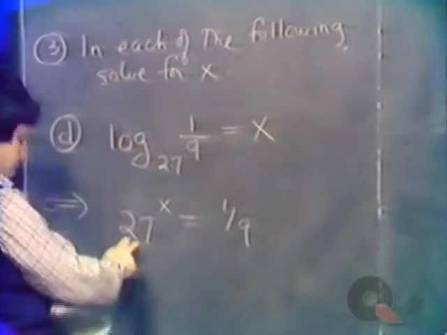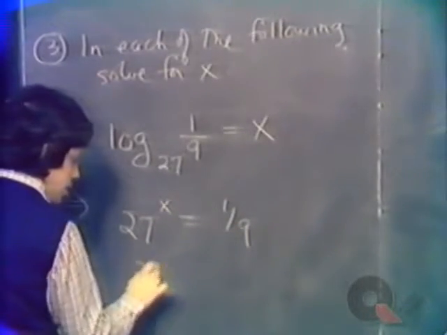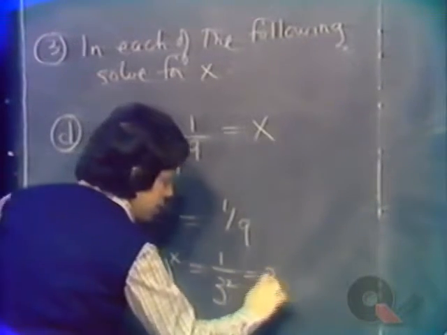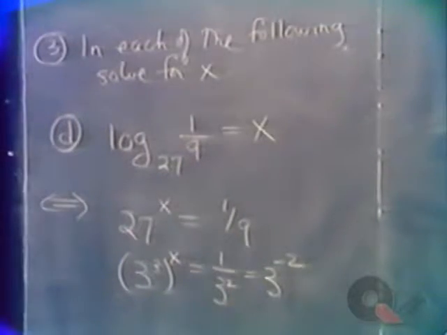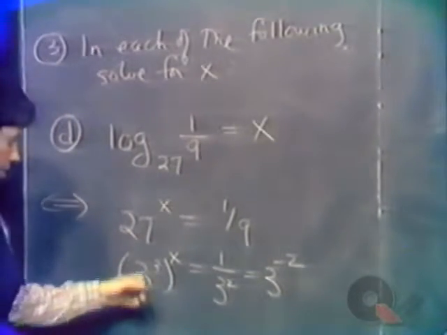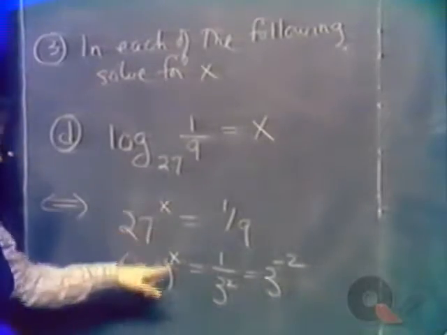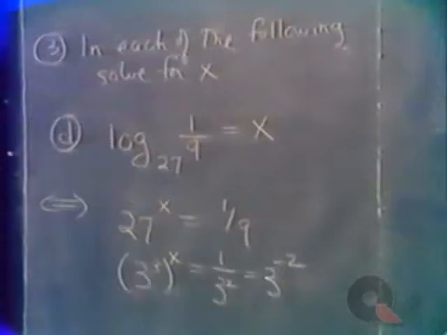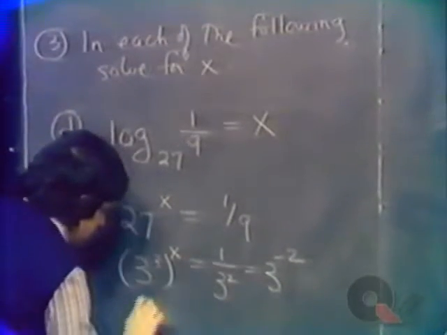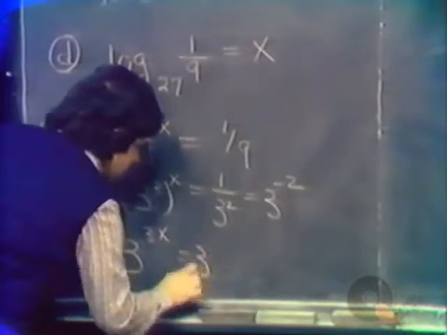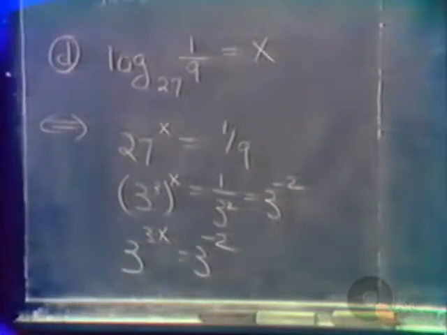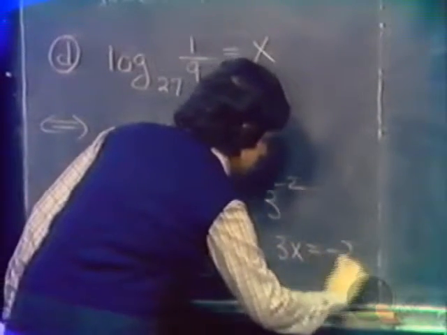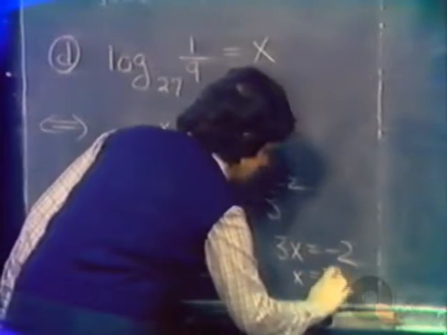And here 27 is 3 cubed. So this is 3 cubed to the x power. This is 1 over 3 squared, or 3 to the minus 2 power. 27 to the x is 3 cubed to the x power. 9 is 3 squared. 1 over 3 squared becomes 3 to the minus 2. So we have that 3 to the 3x power is 3 to the minus 2 power, from which we can equate the exponents. 3x equals minus 2, x equals minus 2/3.